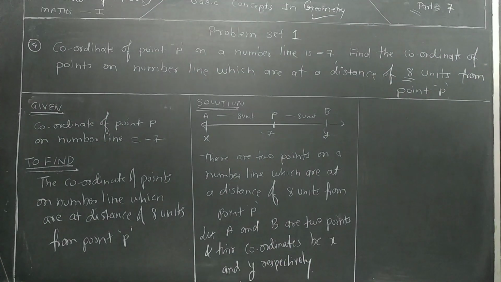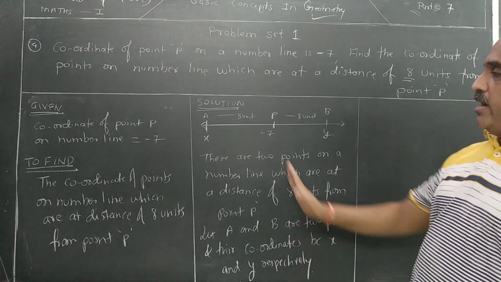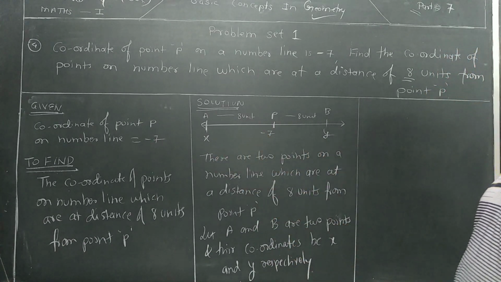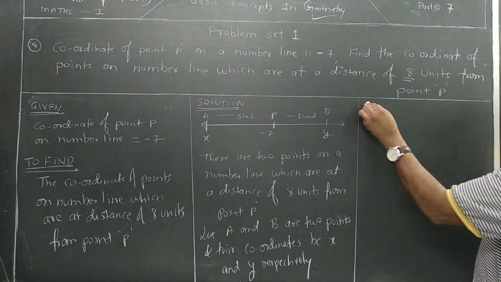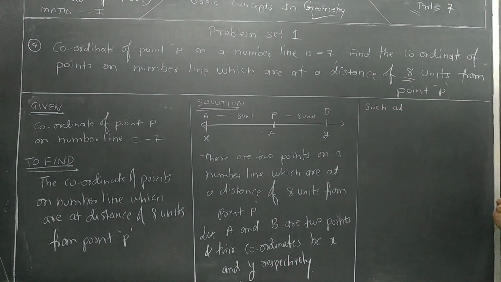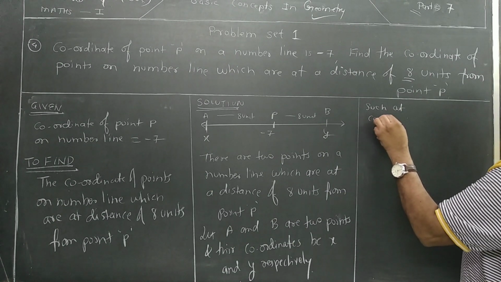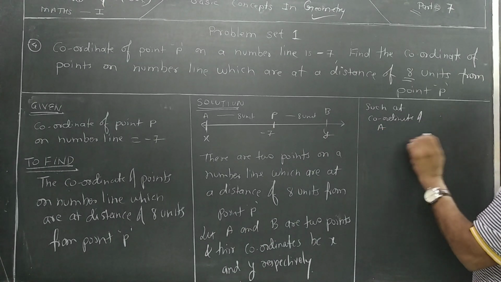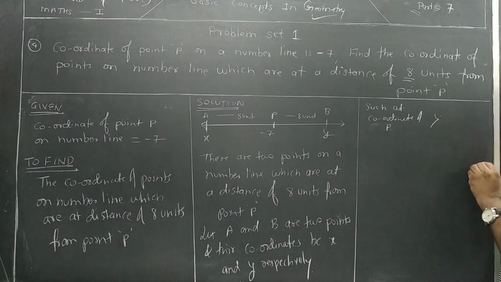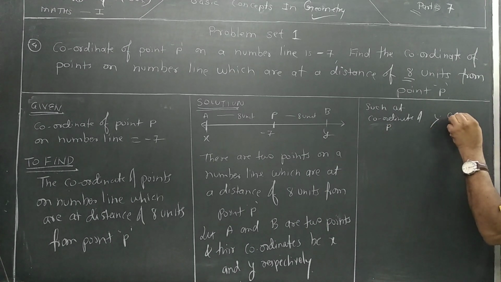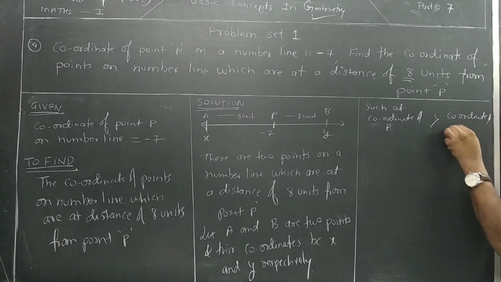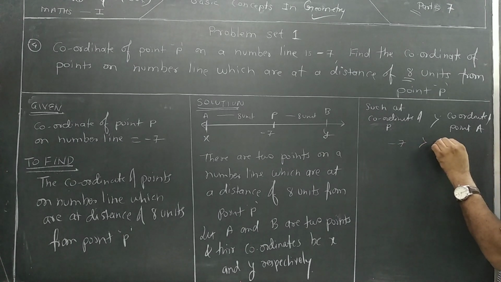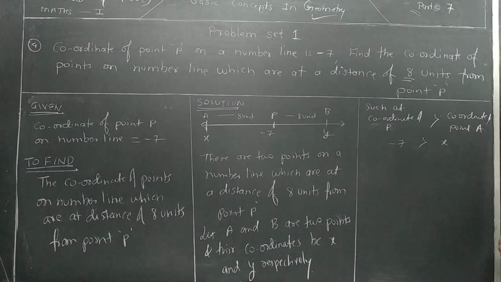Have you understood this? So once again, A and B are the 2 points, and their coordinates are x and y respectively, such that coordinate of point P is more than coordinate of point A. Means -7 is greater than x.